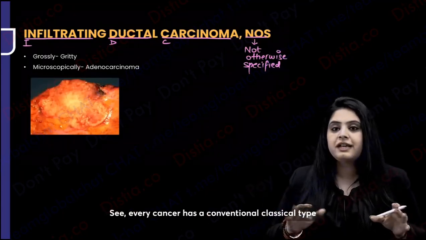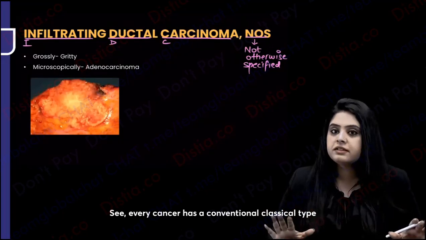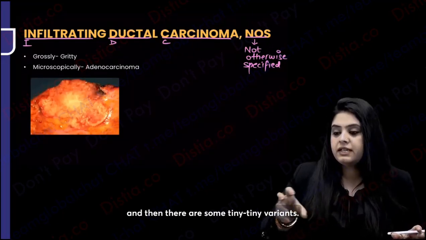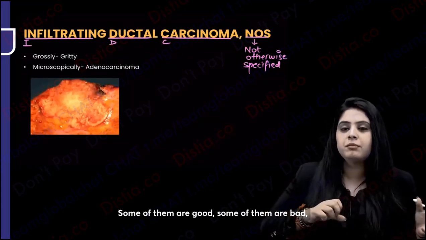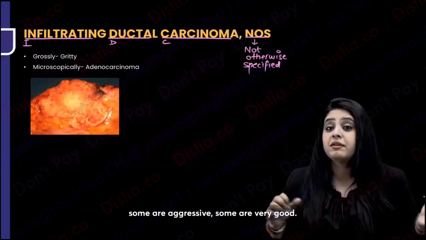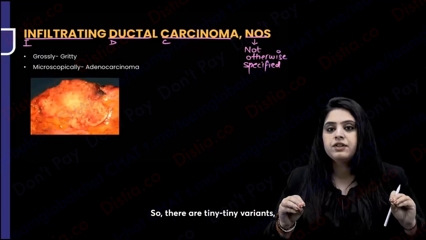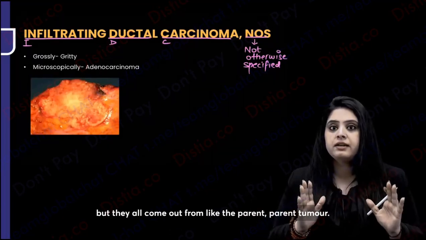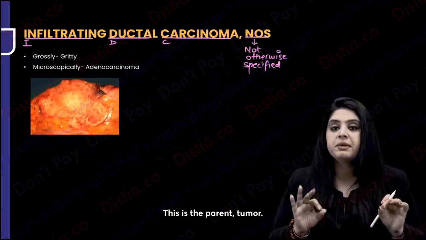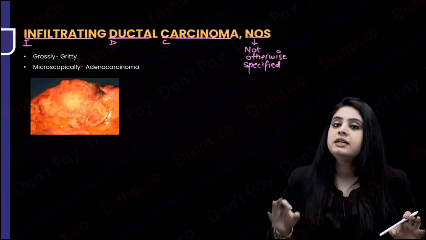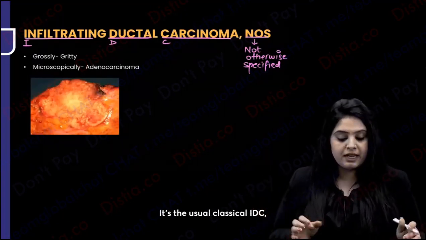See, every cancer has a conventional classical type, and then there are some tiny variants. Some of them are good, some of them are bad, some are aggressive, some are very good. So there are tiny variants, but they all come out from the parent tumor. This is the parent tumor. It's not of any special type. It's the usual classical IDC.